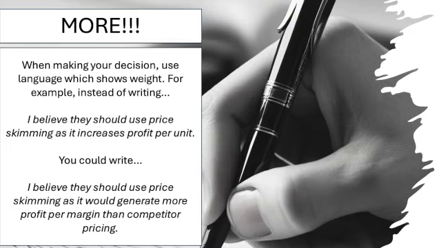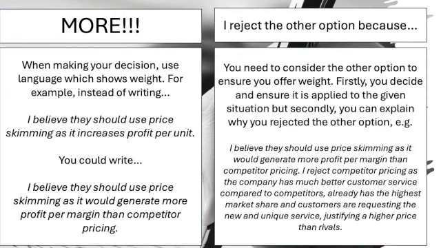Now another way is to directly address it. So why would you reject the other option? Consider my example here. I believe they should use price skimming, and that's my signpost in terms of the choice. I should have probably put to evaluate, I believe they should use price skimming. And then I put as it would generate more profit per margin than competitor pricing.